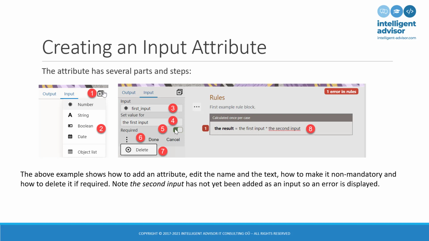In the screenshot, you'll notice that the second attribute is underlined in red, and there is an error in the rule. Since the second input has not yet been declared as an input field, the decision service doesn't know what to do with it. So the decision service flags that basically this is an unknown piece of information. As soon as I create a second input field with the second input, the underlining and the error would disappear.